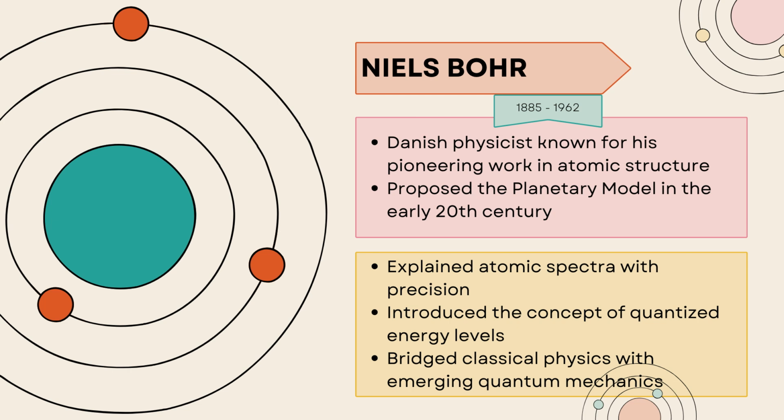Niels Bohr, Danish physicist known for his pioneering work in atomic structure, proposed the planetary model in the early 20th century. Explained atomic spectra with precision. Introduced the concept of quantized energy levels. Bridged classical physics with emerging quantum mechanics.